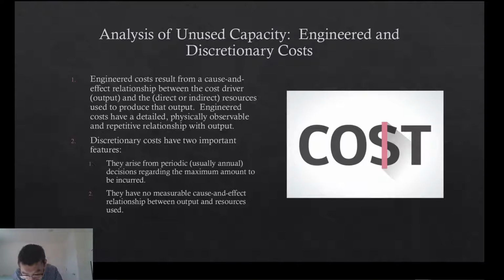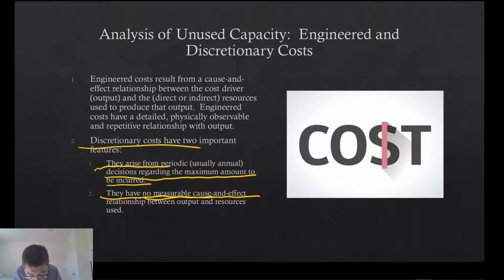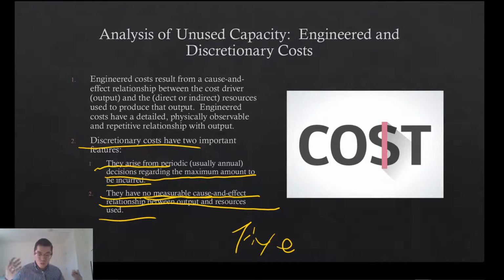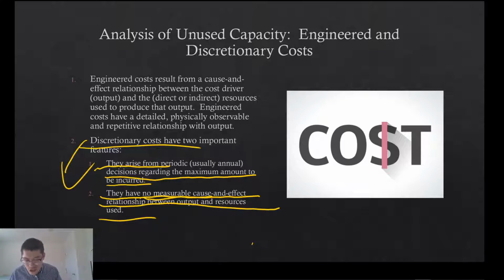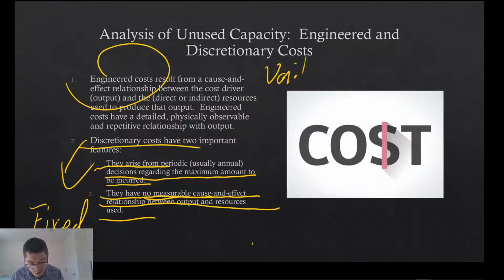And discretionary costs have two components. They arise from periodic, usually annual, decisions regarding the maximum amount to be incurred, and there is no measurable causal and effect relationship between output and resources. So it's kind of like a fixed cost. It doesn't change with the number of units produced, and it doesn't really change with activity level. Discretionary cost here is very similar to fixed cost, and engineered cost is very similar to variable cost.